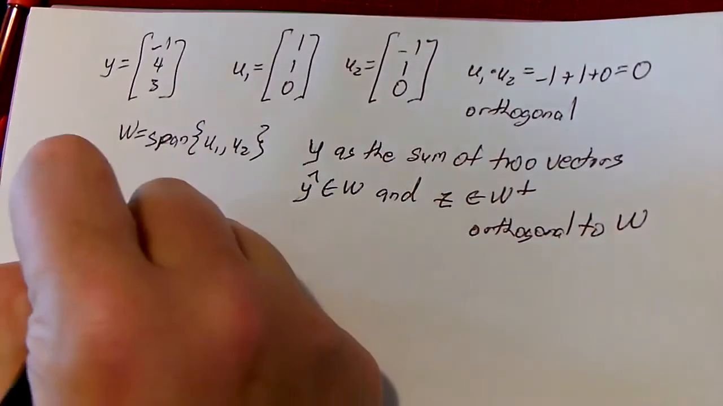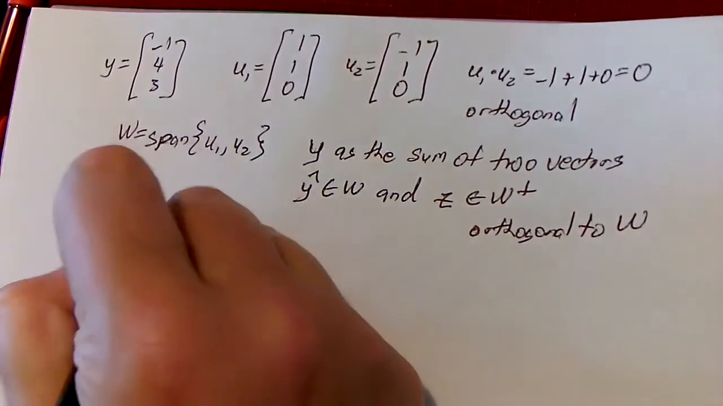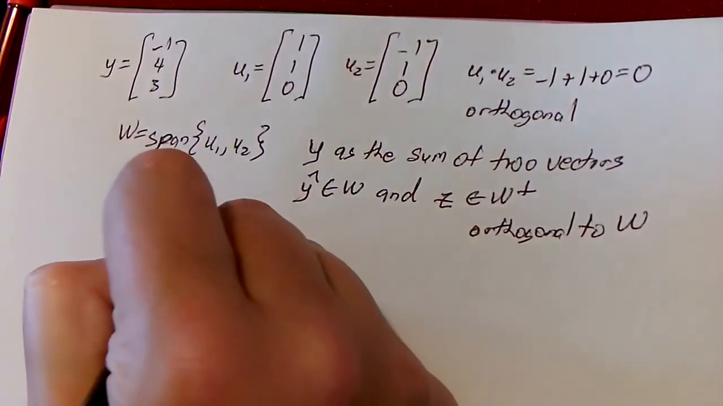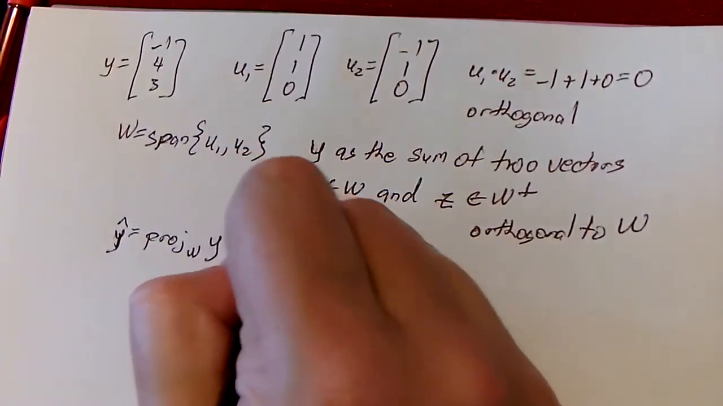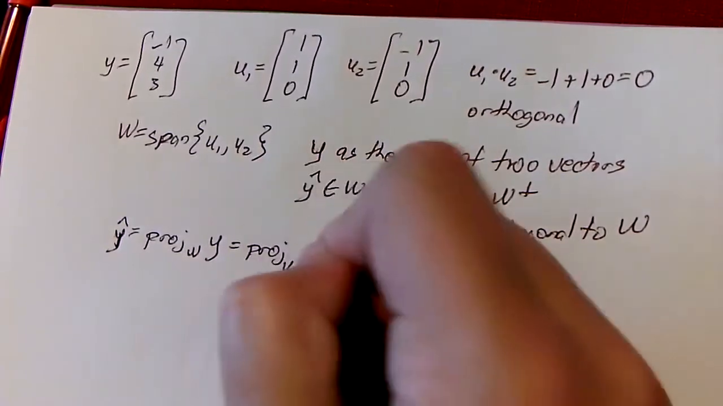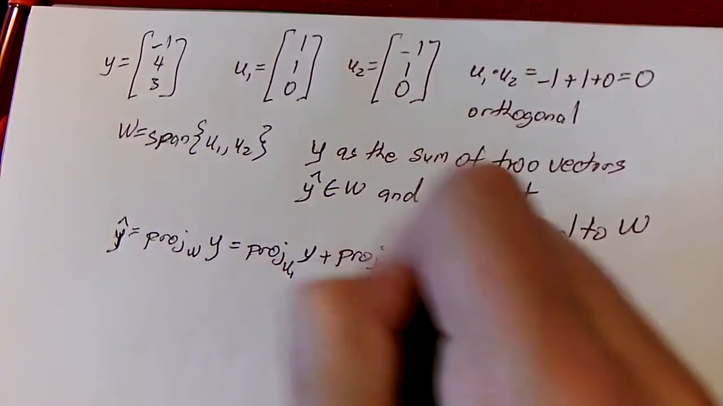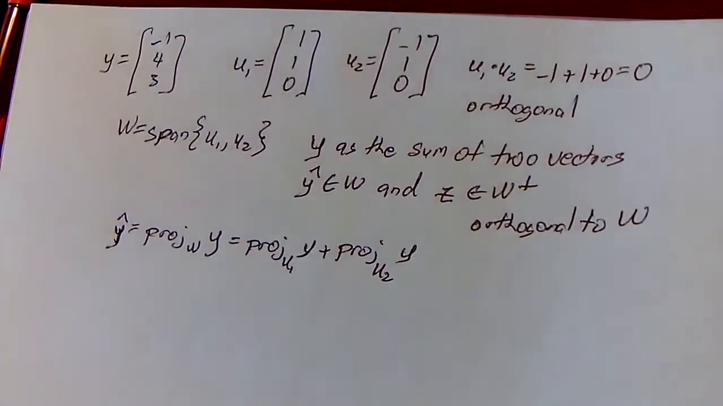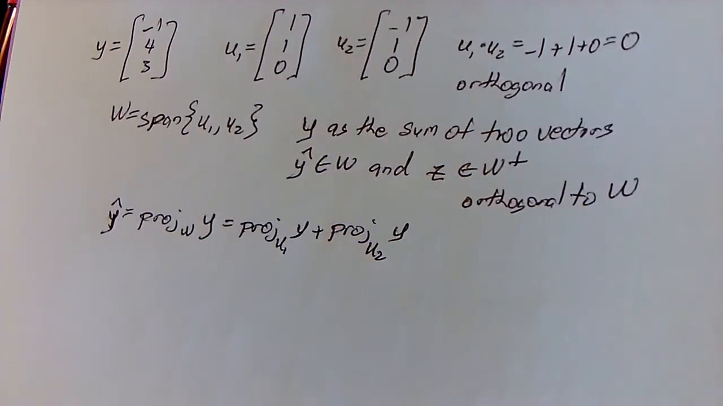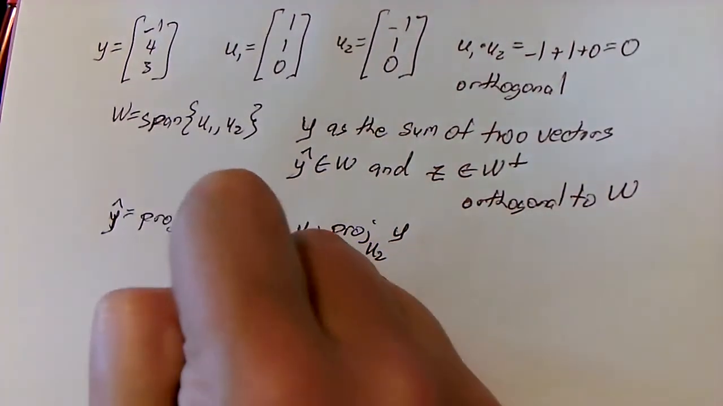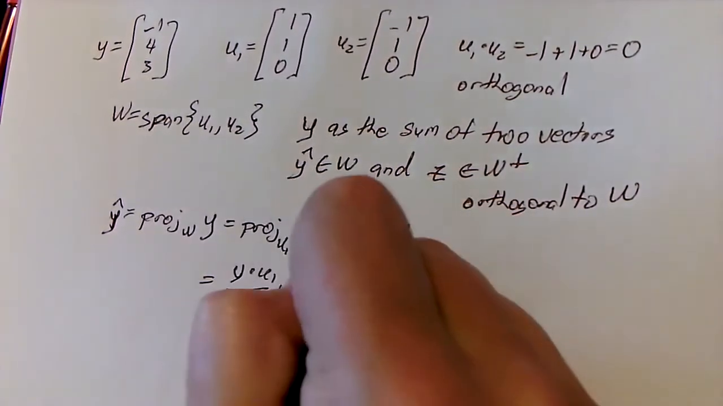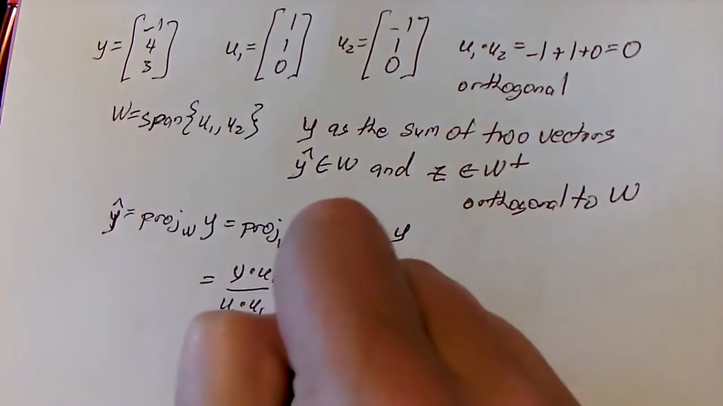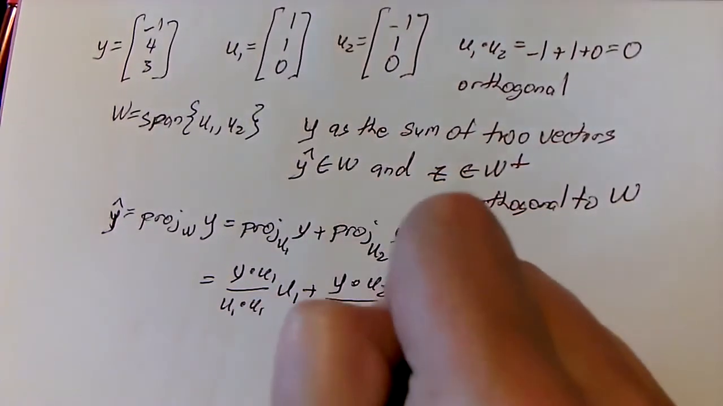Okay, so what I'm going to find first is y hat, which is the projection of y onto W. To find that, I'm going to do the projection of y onto U1 plus the projection of y onto U2. Again, I'm writing out all the steps here because I want to make sure we understand where things are coming from. So I'm going to do y dot U1 over U1 dot U1 times the vector U1, plus y dot U2 over U2 dot U2 times the vector U2.